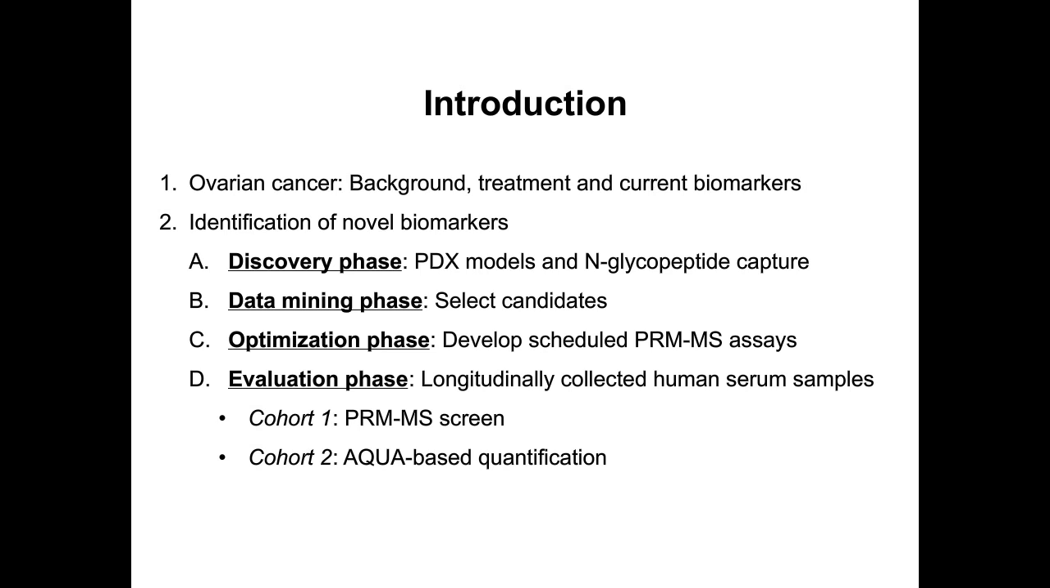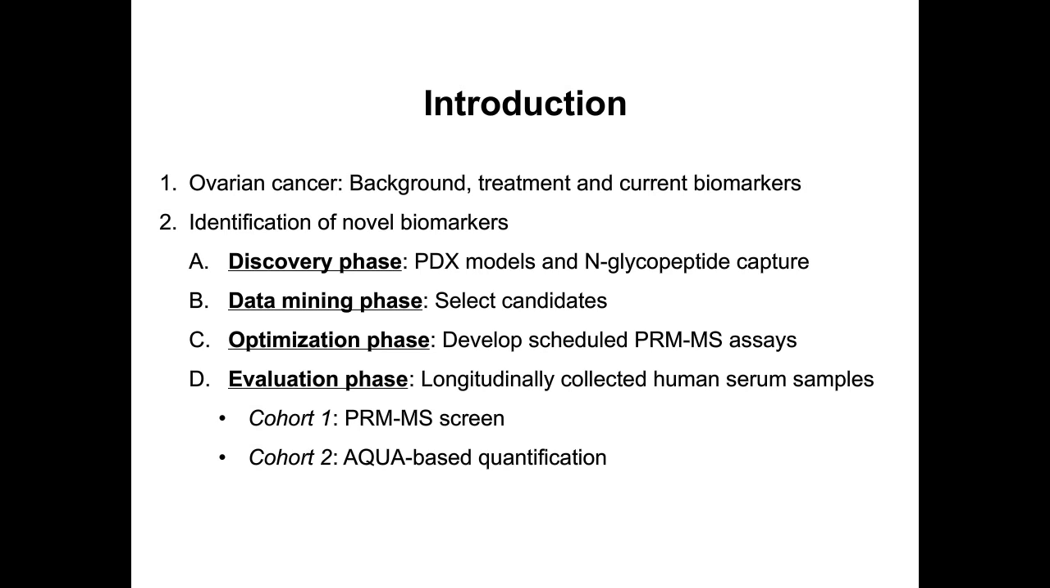In the beginning, we had a discovery phase where we used patient-derived xenograft models and a chemical proteomics approach aimed to specifically capture N-glycopeptides. This approach was then followed by a data mining phase, which was aimed at selecting a large number of candidate biomarkers, which were then moved into phase 3 optimization, where we used synthetic, stable isotope-labeled peptides as standards to develop a large number of PRM-MS targeted proteomics assays.